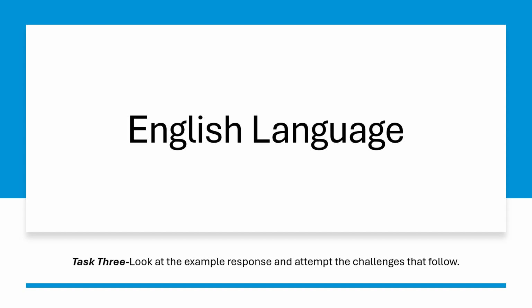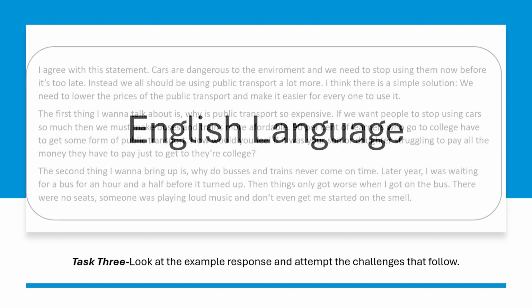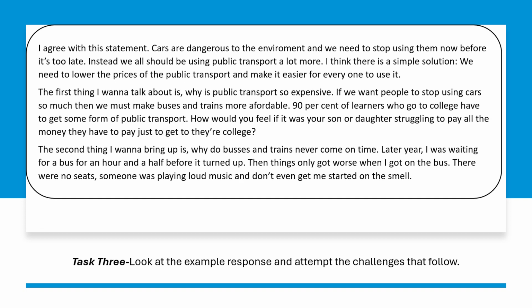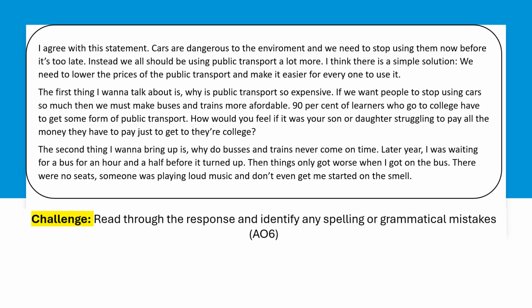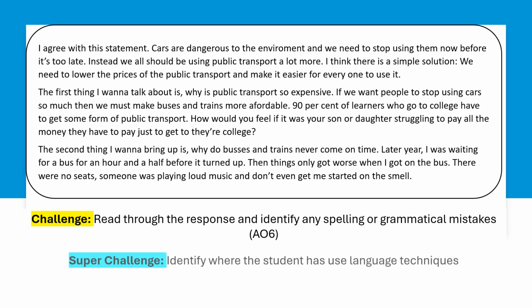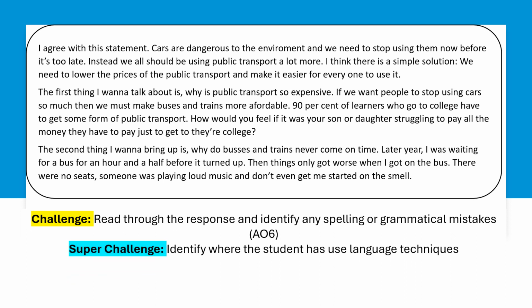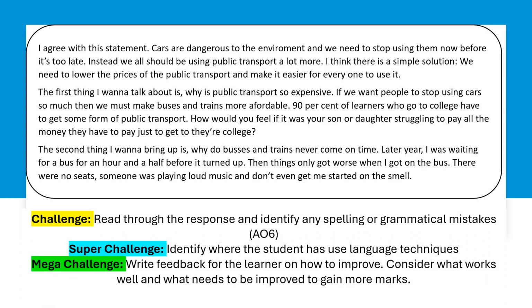Look at the example response and attempt the challenges that follow. So this is someone who's tried to respond to the same kind of response that we're thinking about in terms of the question that we've just looked at, and then here are the challenges. We're going to read through the response and identify any spelling or grammatical mistakes that they're making. Super challenge, try and identify where the student has used some language techniques. And the final one, write some feedback for the learner on how to improve. Consider what works well and what needs to be improved to gain more marks.